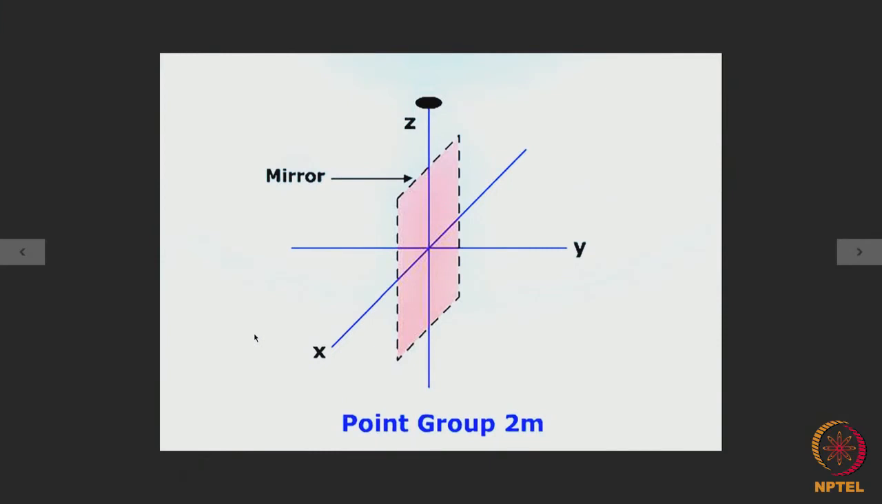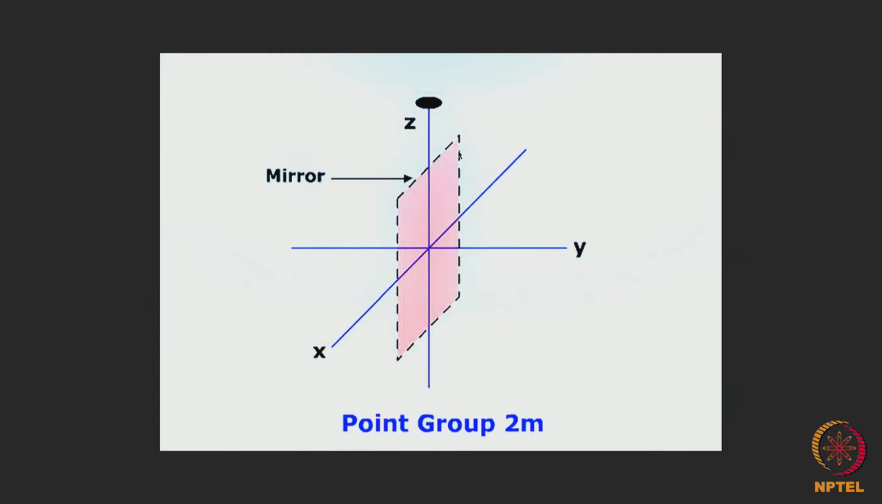Say, for example, we talk about the point group 2m. If we have a point group 2m, it means we have a twofold rotor along the z axis and a vertical mirror which contains the twofold rotor. Now, how can we represent this in the form of a stereographic projection?